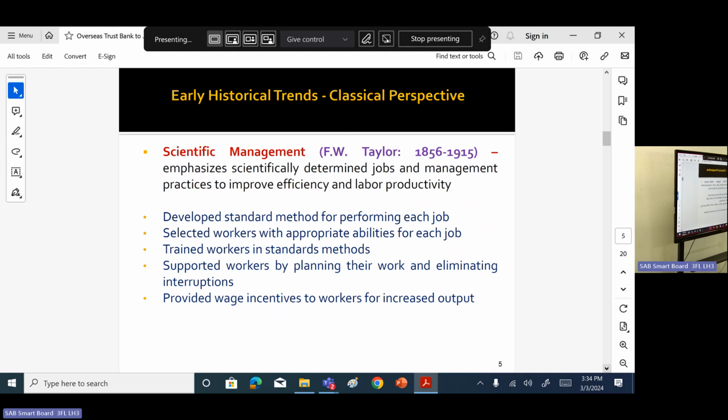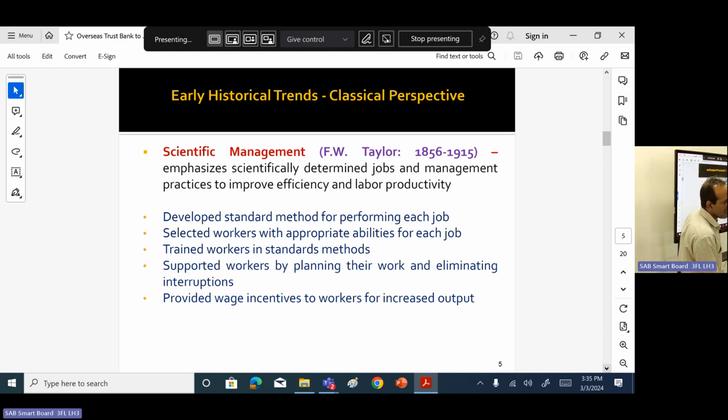This came after the industrial revolution. Designing or performing jobs in an organization using standard or scientific methods. Then selection of workers scientifically, looking at their abilities and skills for the job. Then training them also using standard methods, supervising workers to eliminate interruptions and waste, and motivating workers through wage incentives are the key ideas proposed by Taylor in scientific management. Even today, these are happening. These principles are used by managers, but with some other new principles. All these are used today in order to enhance worker productivity.